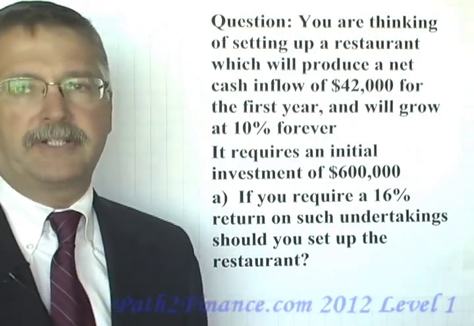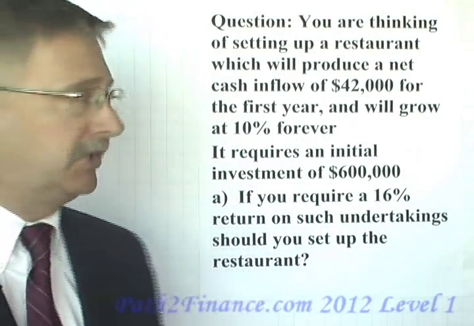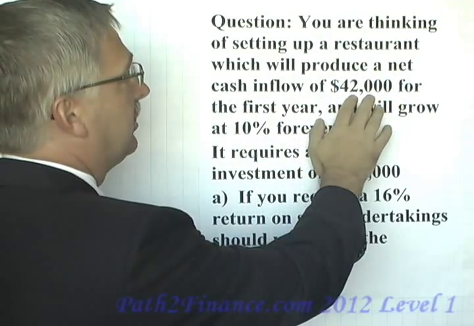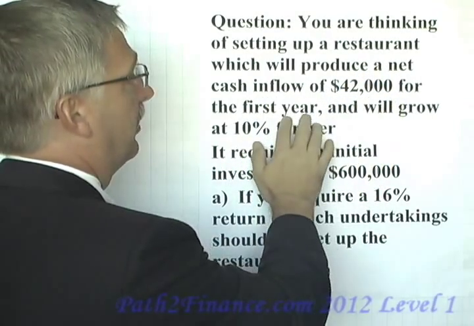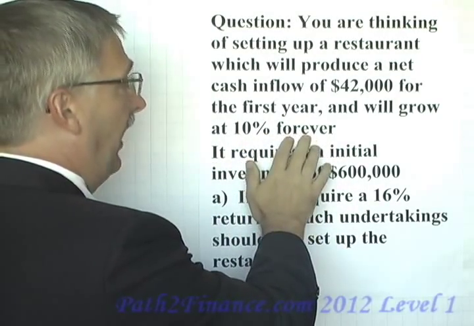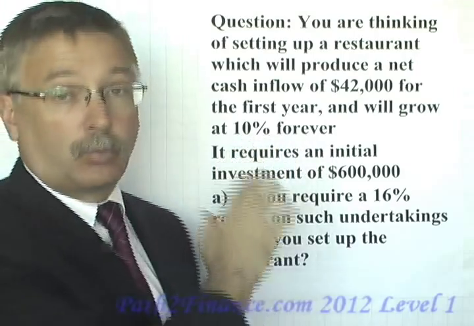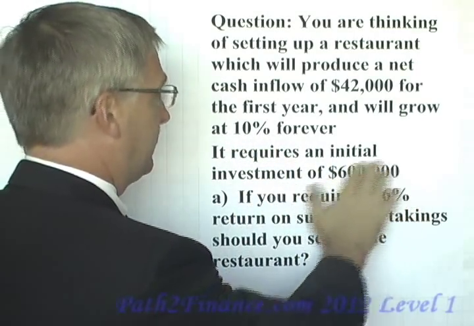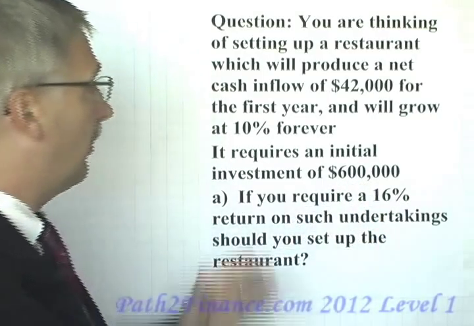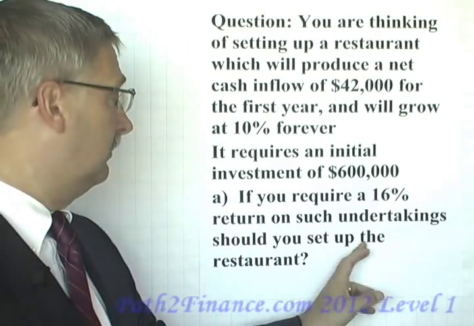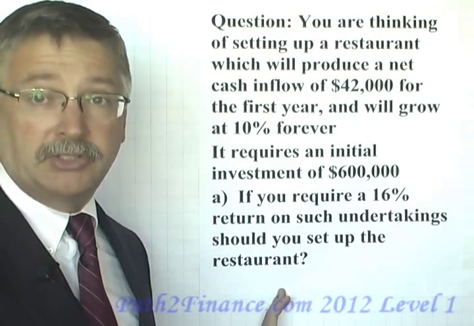So let's look at another example of net present value usage. We're thinking about setting up a restaurant. It's going to produce a cash inflow of $42,000 the first year, and then those cash flows will grow 10% forever. So this is a growing perpetuity. It's going to require an initial investment of $600,000. So if we require a 16% return on our investment, should we set up the restaurant?